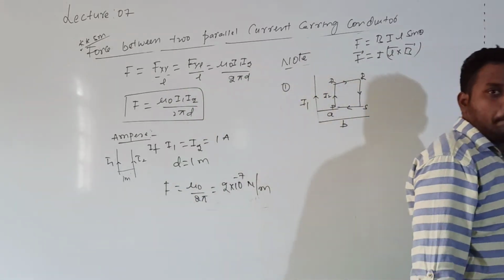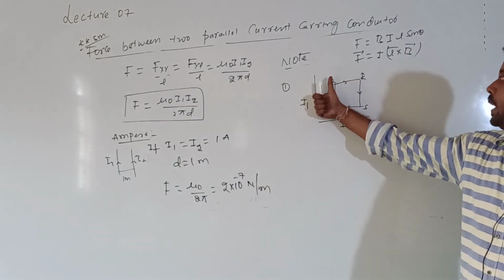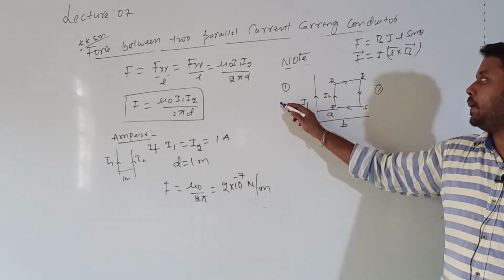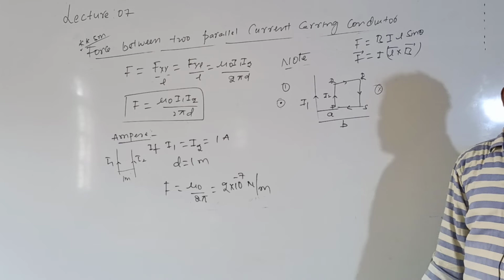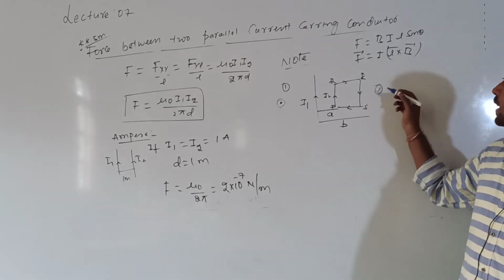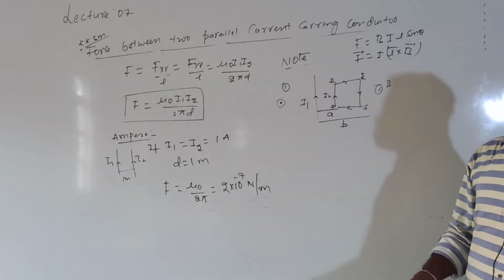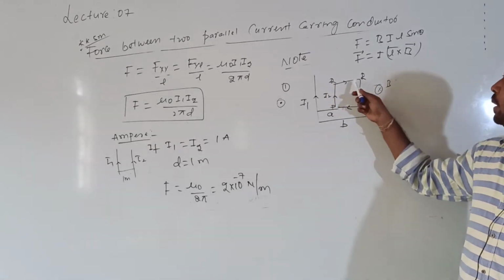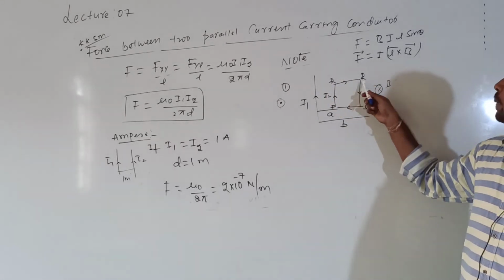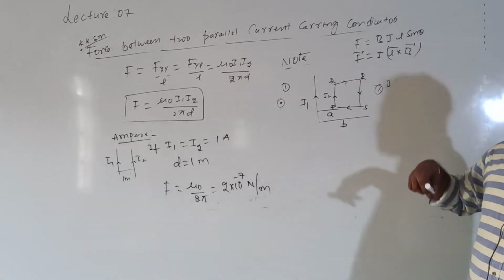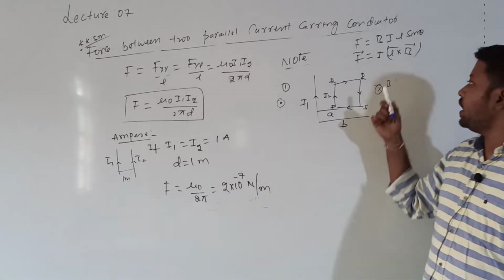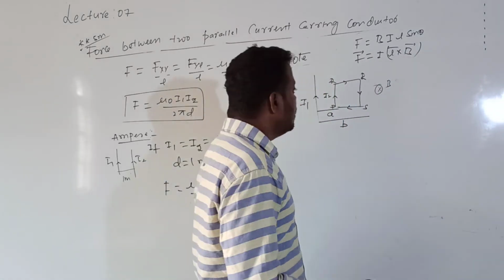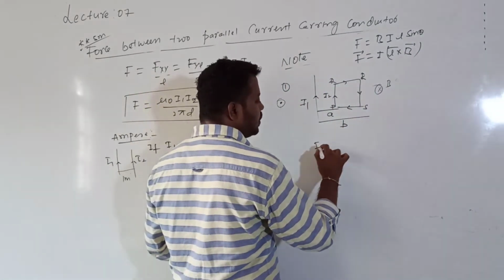This side, perpendicular to the plane, the current passes inward into the paper. This side, perpendicular to the plane, the current passes out of the paper. So when I consider the magnetic field, it will be parallel to QR. So both will become parallel, and when both are parallel, the cross product will be 0. So that's why there is no force acting on QR and PS.